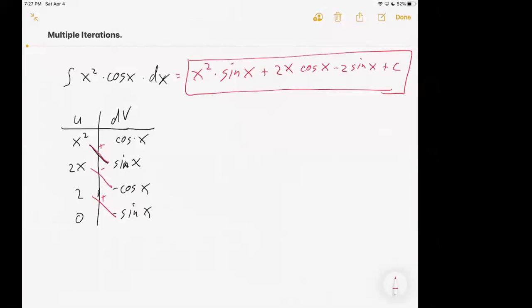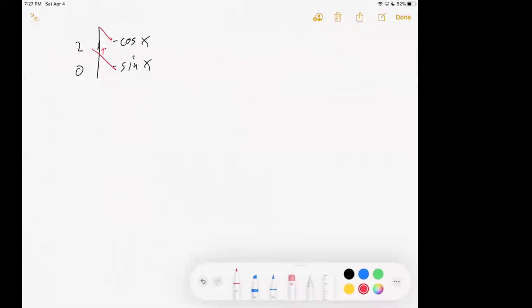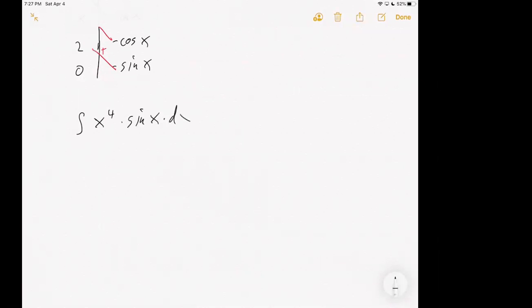Now, why might that be really nice? Let's keep going. What if I had this problem instead? What if I had the integral of, let's just go with x to the 4th times sine x dx. I can set this up in the two columns. I have my column that I'm going to differentiate, that's my u, and I have my column that I'm going to integrate.